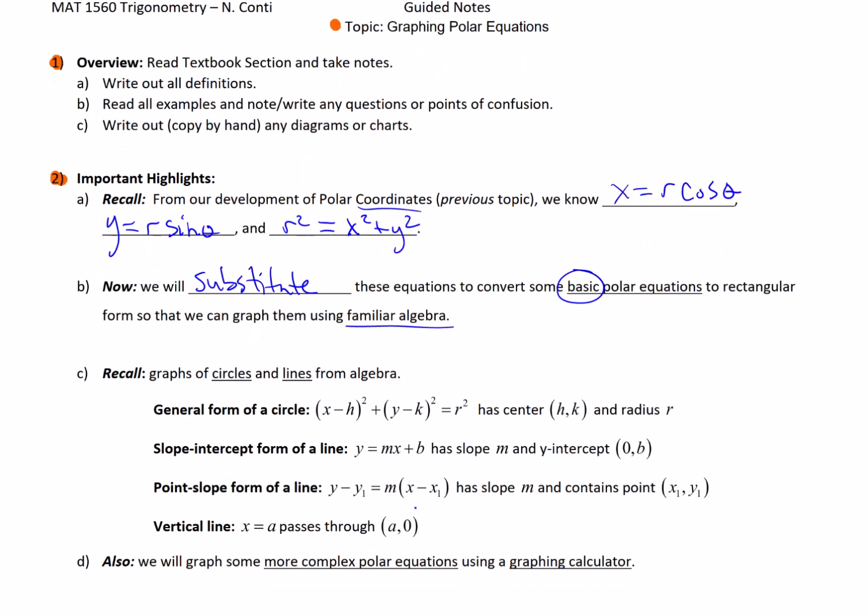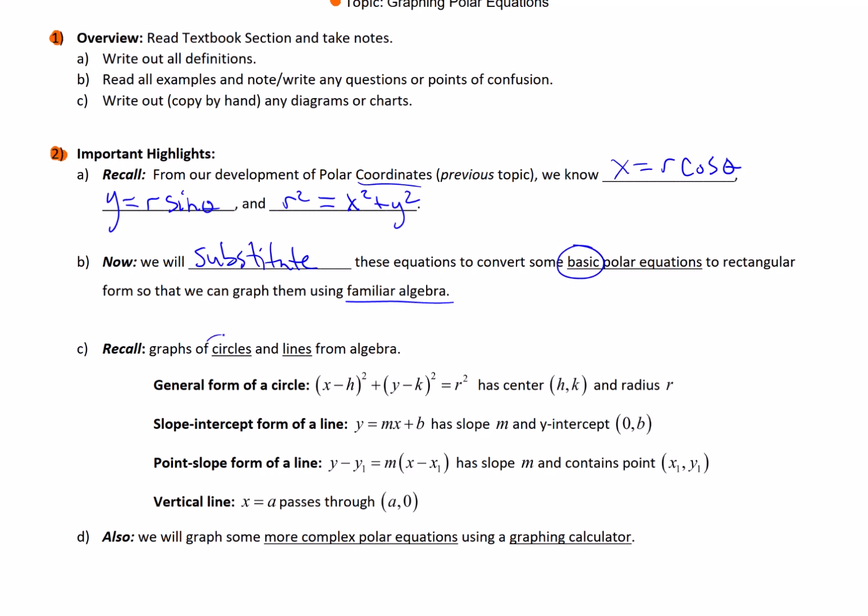Let's begin by recalling also graphs of circles or lines from algebra. So to be specific, the general form of a circle is given as x minus h in parentheses squared plus y minus k in parentheses squared equals r squared. And this has center h comma k and radius r. So that may or should look familiar, but if it's a little rusty or forgotten, here's a little reminder of it.